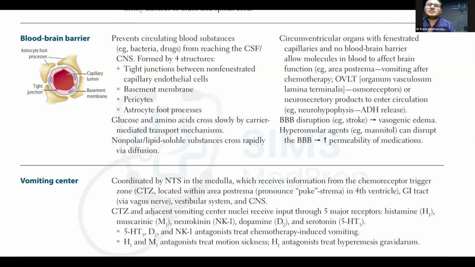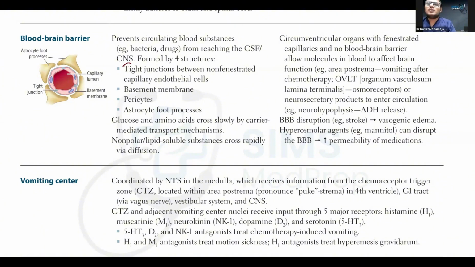So nature has created a system that must inhibit or prevent bacteria and toxins from going inside specific brain structures. That's the reason, to prevent these bacteria and toxins, that nature has created the blood-brain barrier, which is made of four points, the four most important structures that make up the blood-brain barrier.